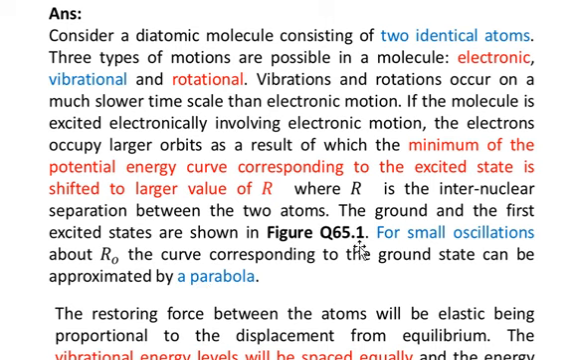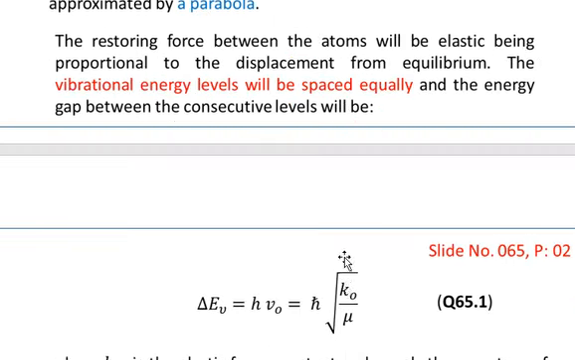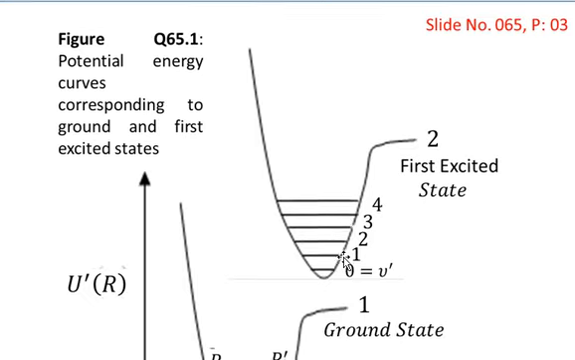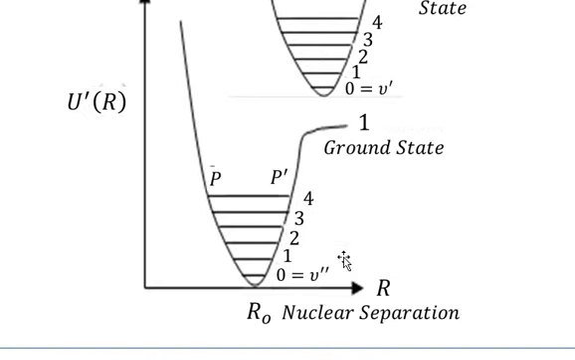So let me first of all describe equation number 65.1. This is equation number 65.1, and this over here is the ground state of the molecule. You see that R0 is the distance. We have plotted the internuclear separation between the two atoms on the horizontal axis, and we have plotted the potential energy of the molecule along the vertical axis as a function of R.